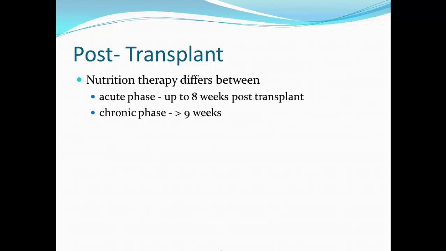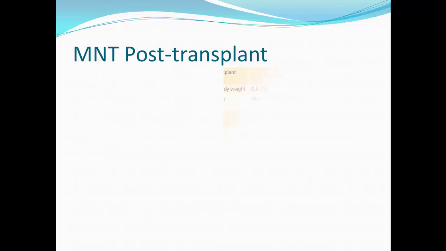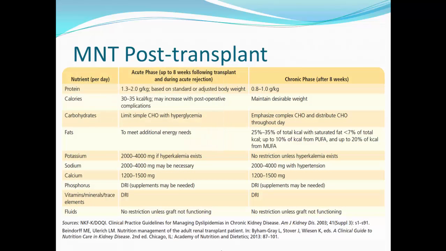And now we'll look at post-transplant diet recommendations. Nutrition therapy differs for two phases: the acute phase, which is up to 8 weeks after the transplant, and then the chronic phase, which is 9 weeks after the transplant. There's much less specific recommendations, especially on the micronutrients, than in chronic kidney disease and acute kidney injury. But what I want to call your attention to is the increased protein needs during the acute phase after transplant.